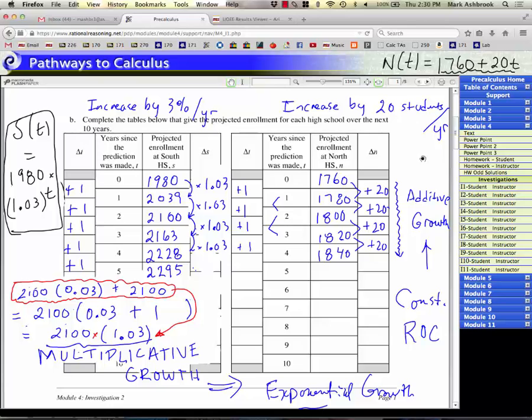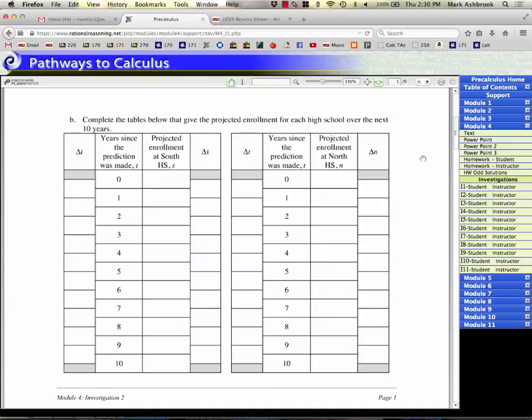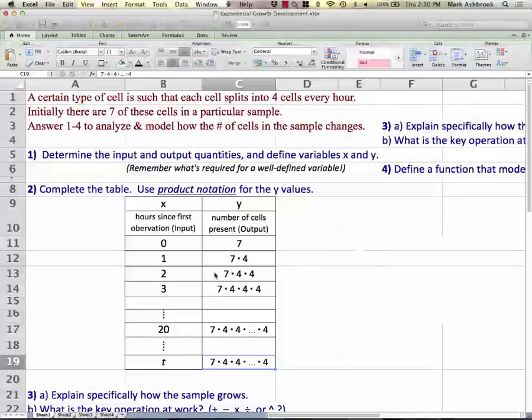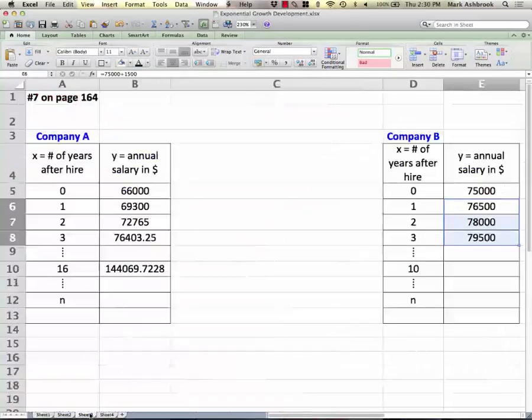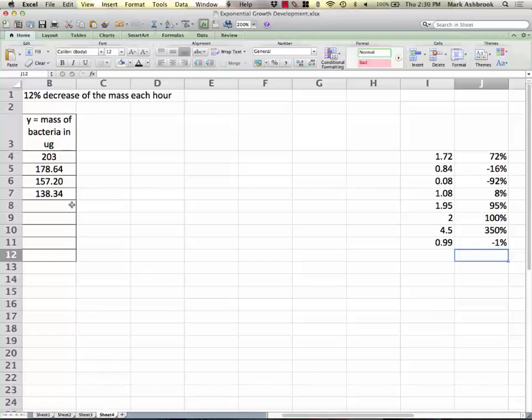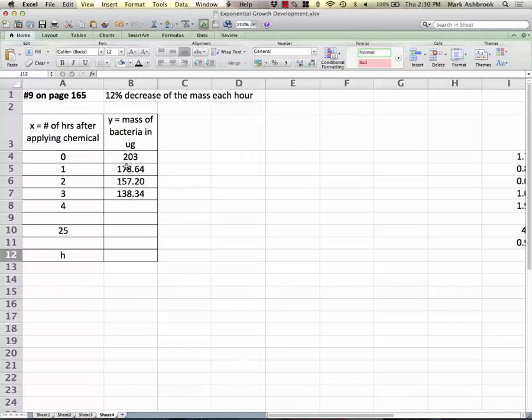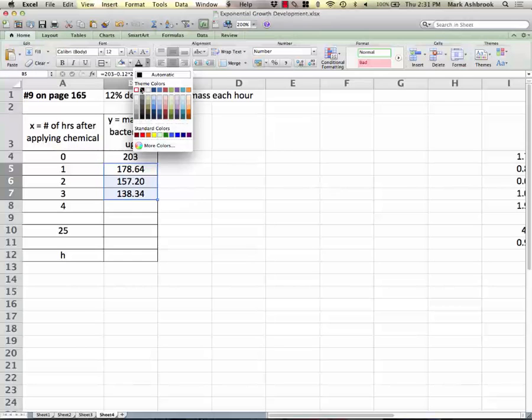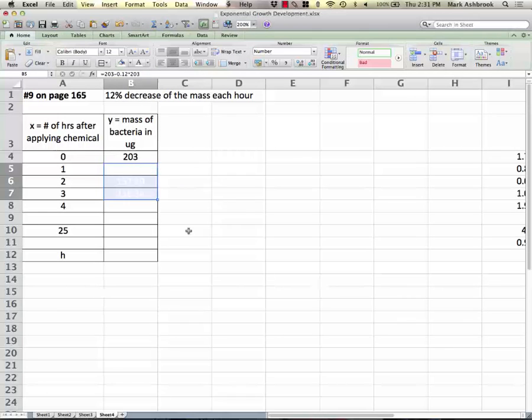All right, let's try this. What's this? Yes. Okay. This is page 3, I believe. Nope. Okay, number 9 on page 165.